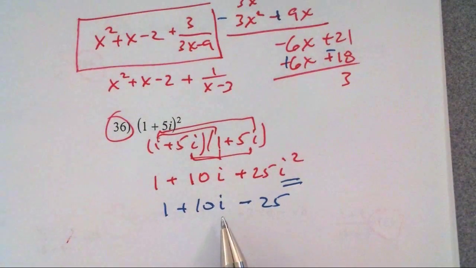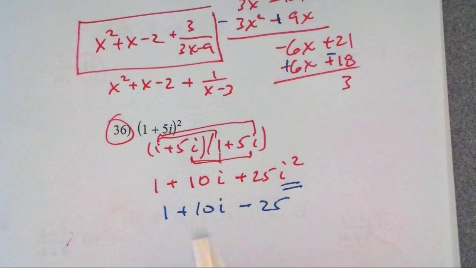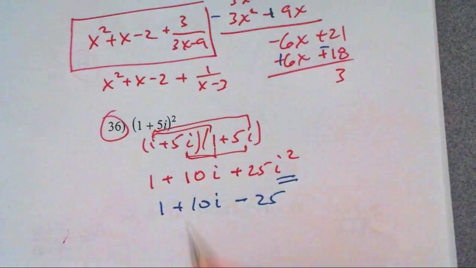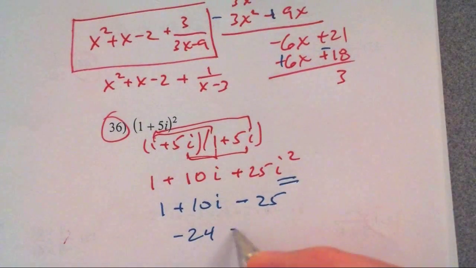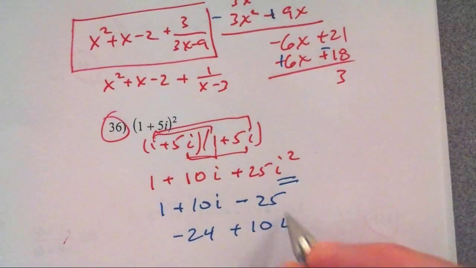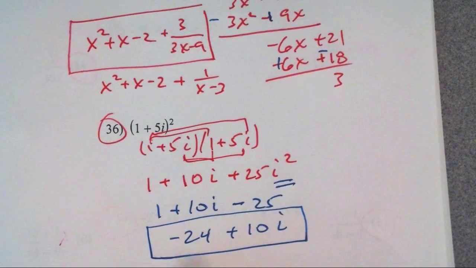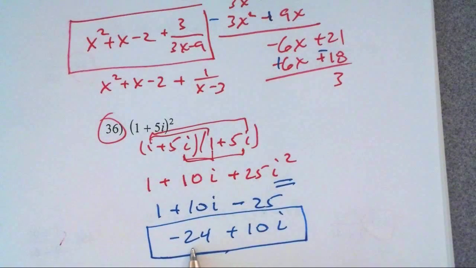So i is an imaginary number, 1 is a real number, 25 is a real number. I can combine my real numbers. 1 minus 25 is negative 24, and I can combine imaginary numbers. That is our final solution, and that is how we should write it. This is called a complex number. We should always write those in the form, the real part first, imaginary part second.